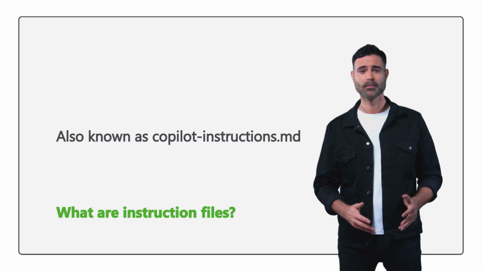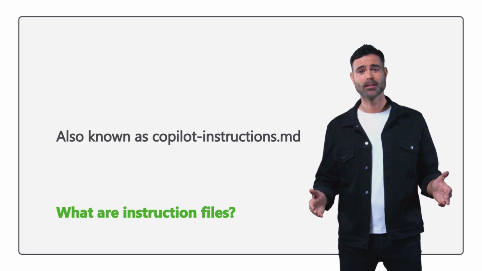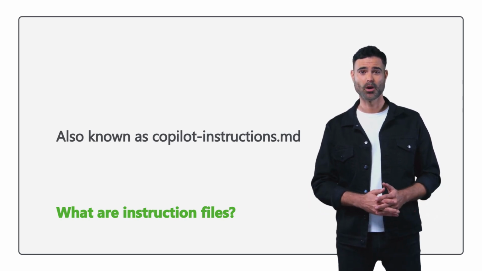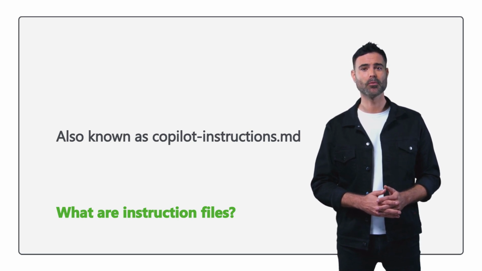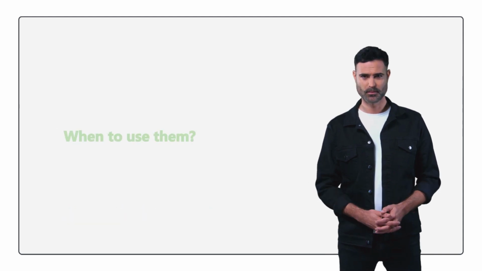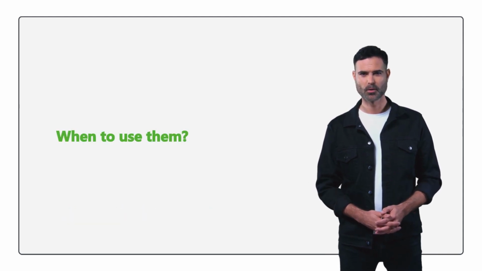Instruction files. What are they? Instruction files, often named Copilot-instructions.md, define the rules, coding standards, or guidelines Copilot should follow when generating code in your repo or workspace. When to use? Perfect for team projects or open source repos to keep Copilot suggestions aligned with org standards and naming conventions.